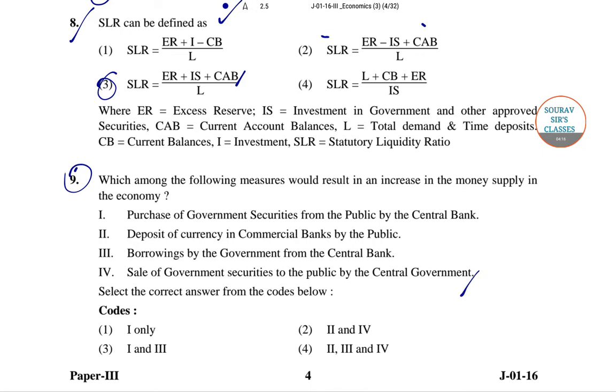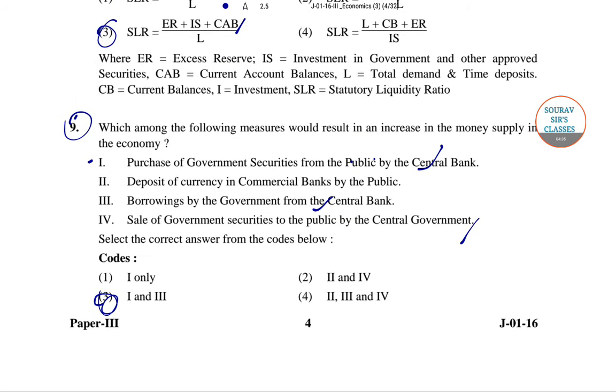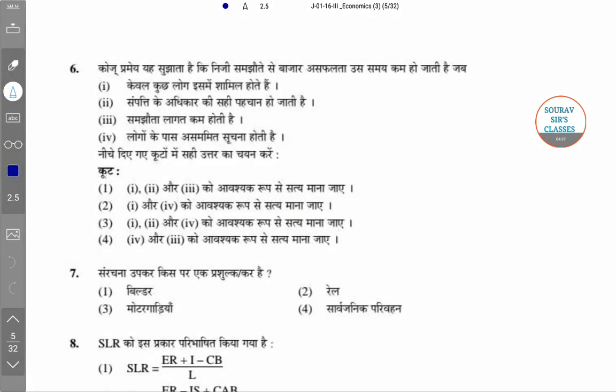So we have 4 options, out of which we know the right option would be purchase of securities from public by central bank, and also borrowing of government from central bank. So option 1, 2, 3. So option 3 is the right answer for question number 9. Now we'll go to the next question, which is question number 10.